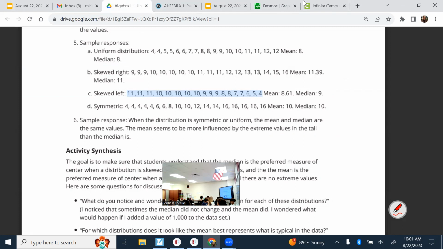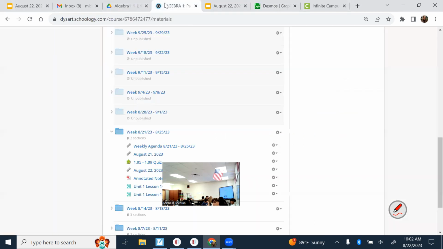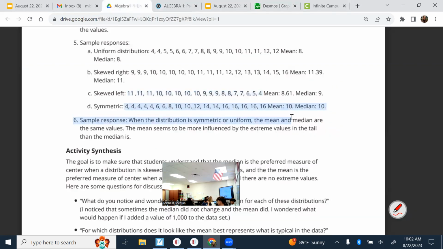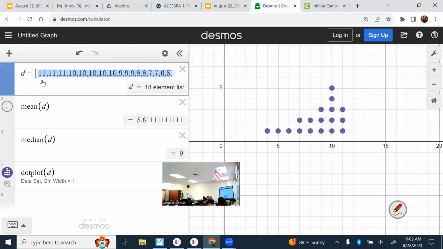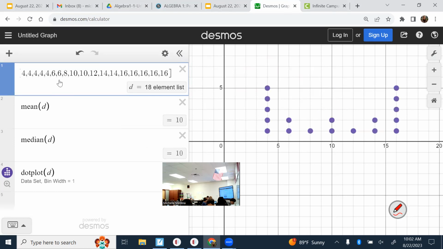Bimodal, let me see how I can make this bimodal. I don't have a good example for it. Maybe this one's actually bimodal, if I remember. All right, this one is an example of bimodal and symmetric. Okay, so something to that effect.